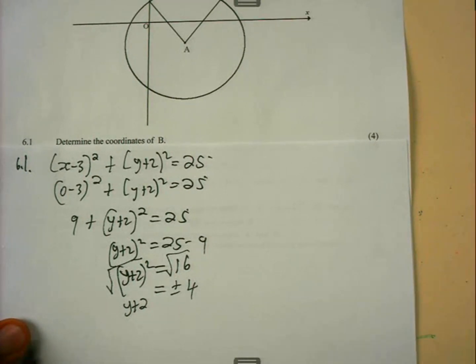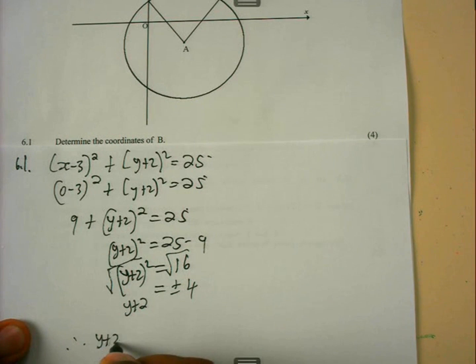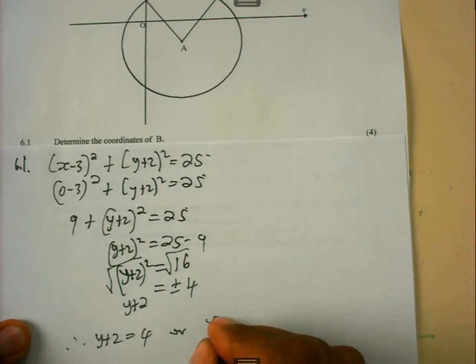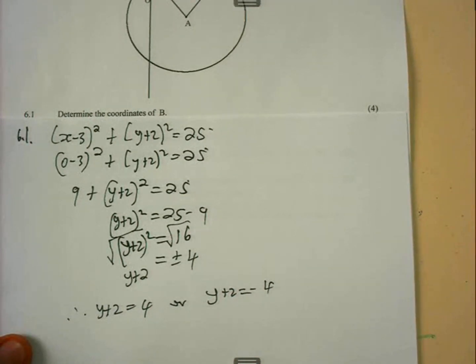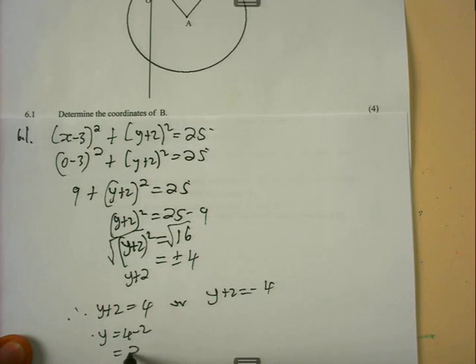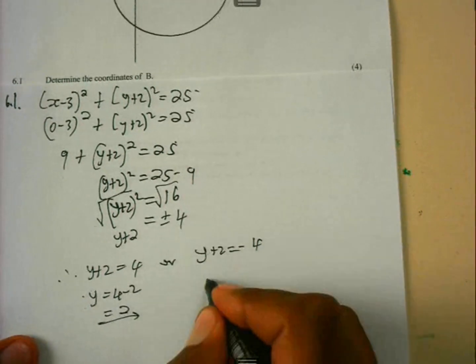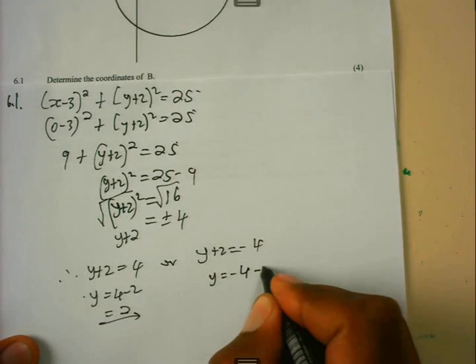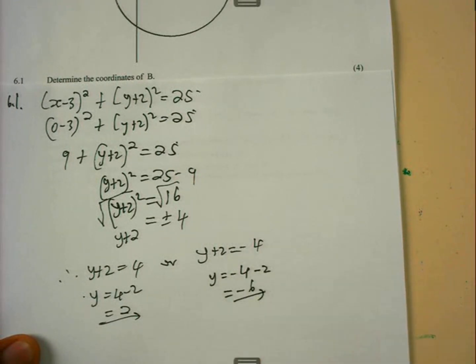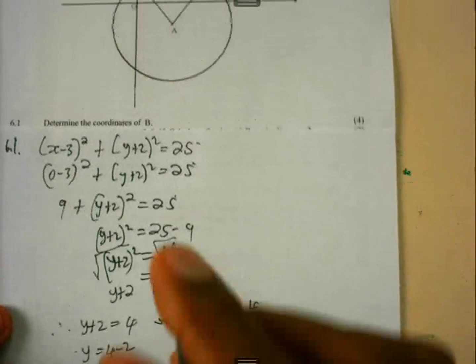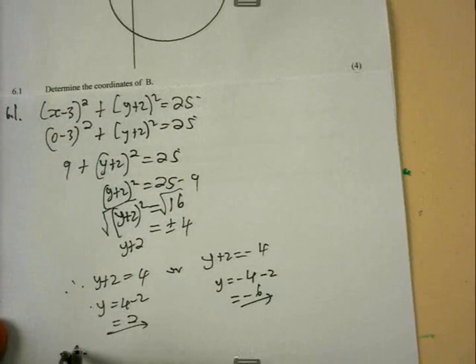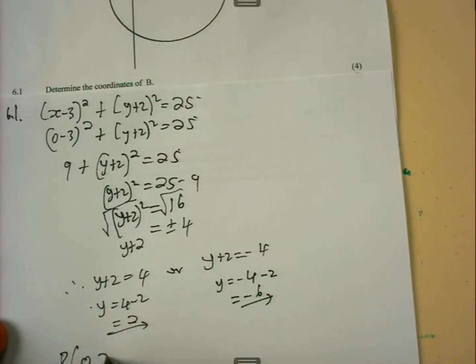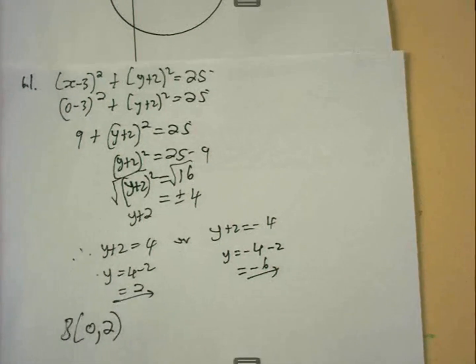Right, therefore y plus 2 is equal to 4, or y plus 2 is equal to minus 4. From here, y is equal to 4 minus 2. What is 4 minus 2? That is 2. And on this side, y is equal to minus 4 minus 2, which is minus 6. But when you look at this, B is on the positive side of the y-axis. Then the coordinates of B will be x is 0, and y is positive 2.